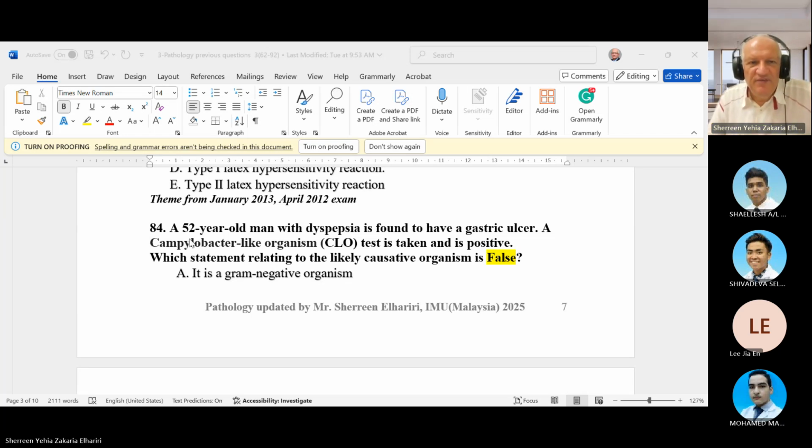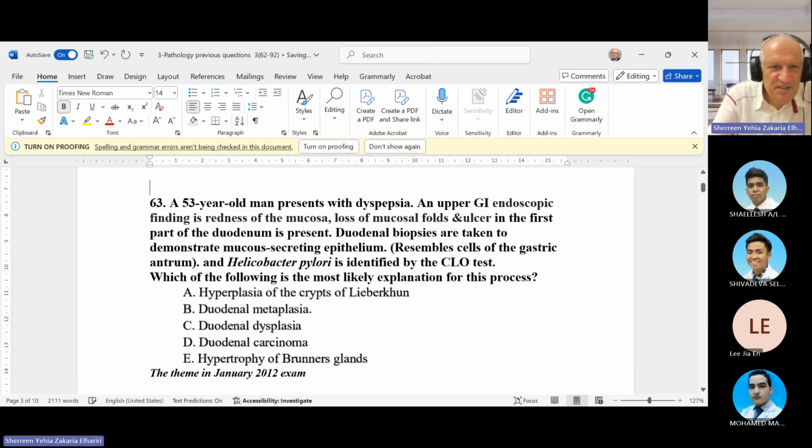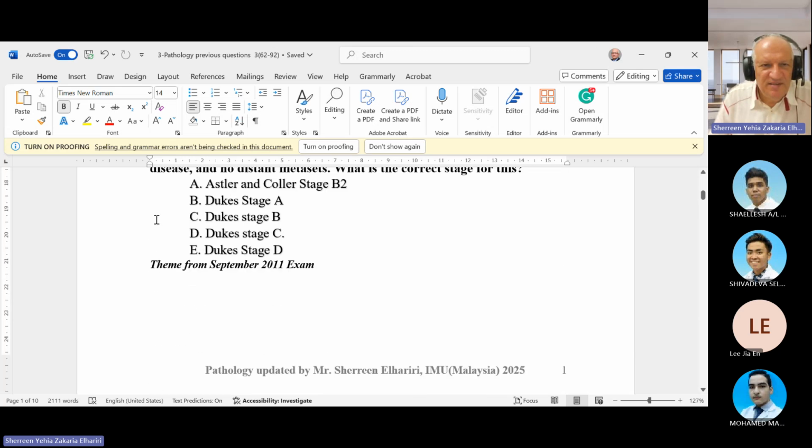Okay. A 52-year-old man with dyspepsia is found to have a gastric ulcer. A Campylobacter-like organism test is taken and is positive. Which statement related to the likely causative organism is false? This question is easy, but I am just looking for it.